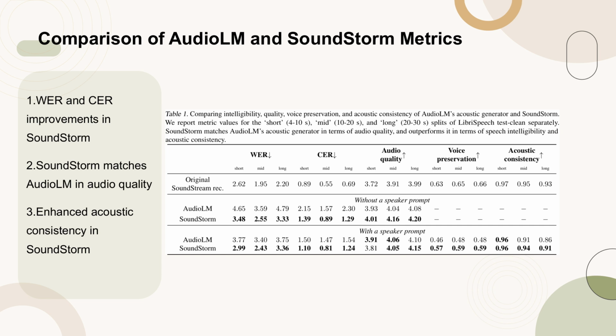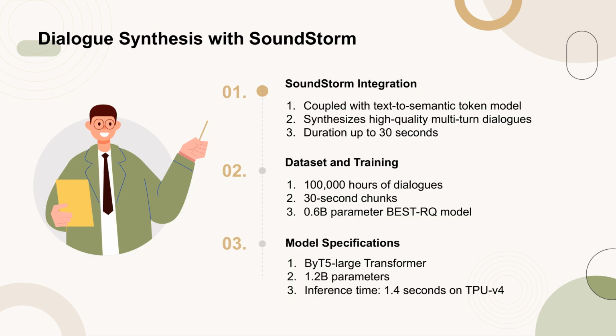of efficient audio synthesis. The integration of SoundStorm with the text-to-semantic token model allows for the synthesis of high-quality, multi-turn dialogues lasting up to 30 seconds. This approach is similar to SPEAR-TTS. The dataset used for training consists of approximately 100,000 hours of dialogue segmented into 30-second chunks. A 0.6B parameter BEST-RQ model was trained on this dataset to extract semantic tokens.